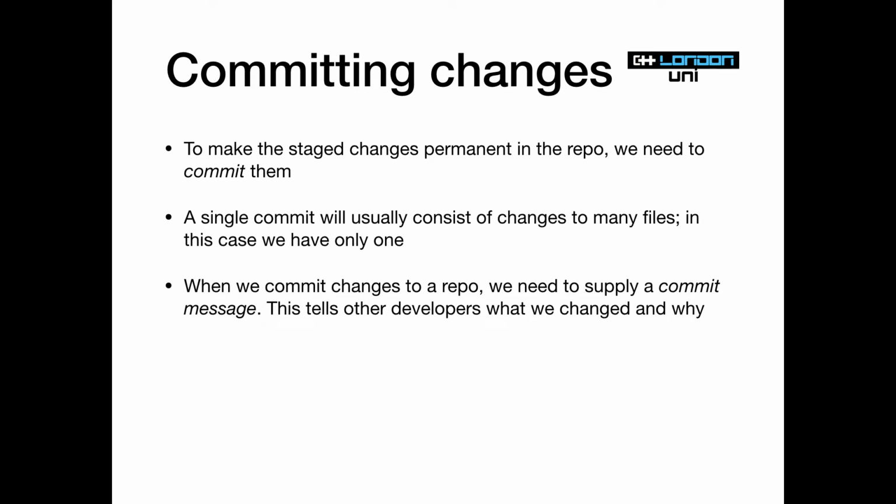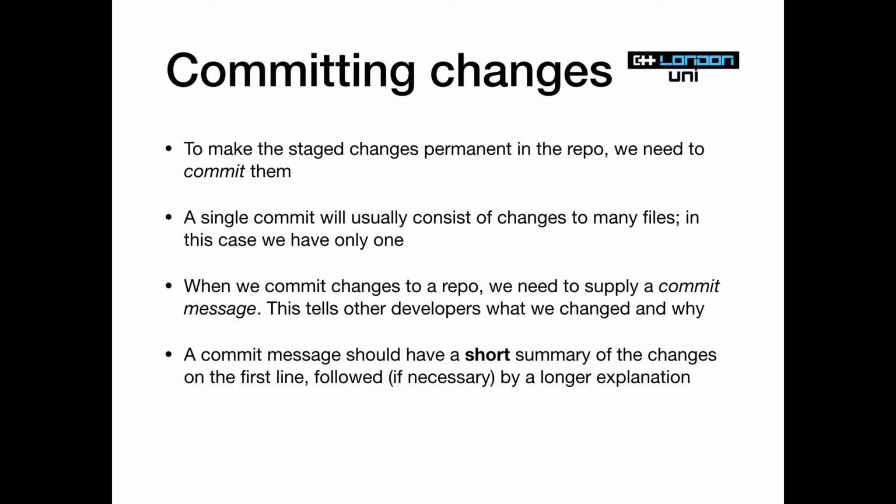When we create a commit, when we add these changes permanently to our repository, Git requires us to add a commit message. The point of a commit message is to tell other developers what we changed and why. So the commit message should have a short summary of what you changed at the beginning, in the first line. I think GitHub limits you to about 60 characters. 72 characters, I think it is, right? So we're talking a few words. Put that on a line by itself.